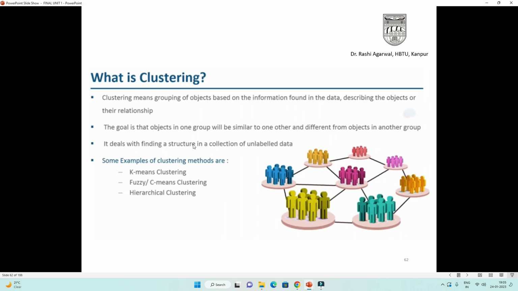It deals with finding a structure in a collection of unlabeled data. So we are somehow trying to find out groups in which they'll fit best, to be able to have maximum separation between the classes and minimum within the class.